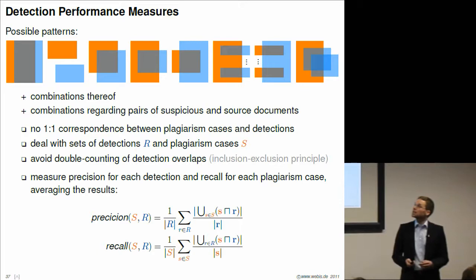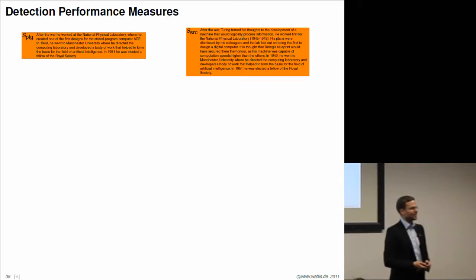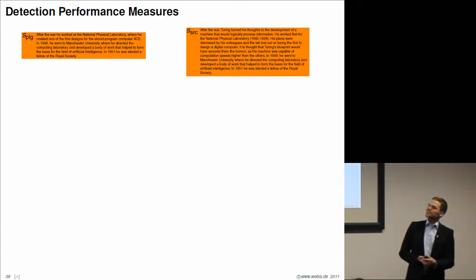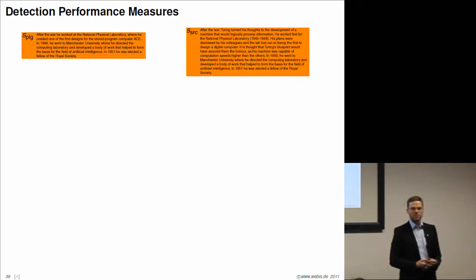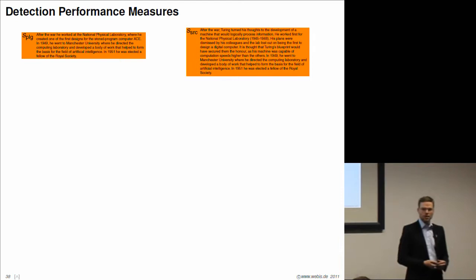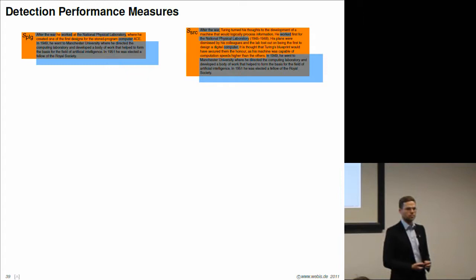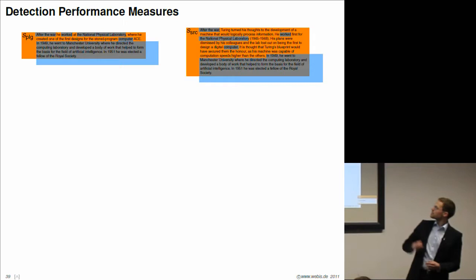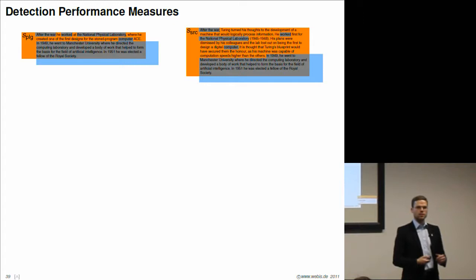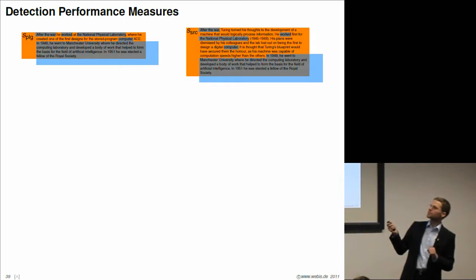I skipped ahead. It was true, this is not the end of the story. We have seen another problem which has to be measured, which is not accounted for by precision and recall. Let us focus on the original plagiarism case and on a new kind of detection. This looks somewhat different from the detection before. It is fragmented somehow. So in this case, the detector just returned all longest common substrings of these two strings.